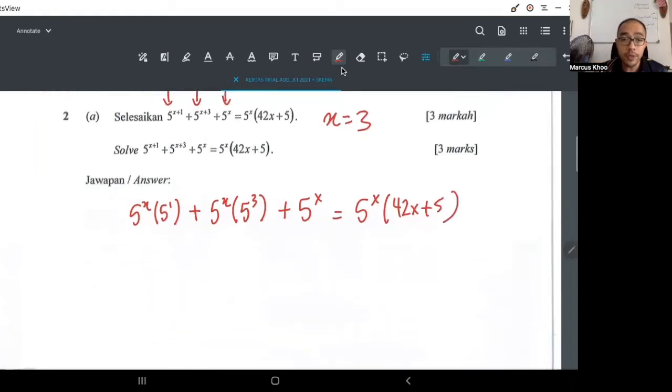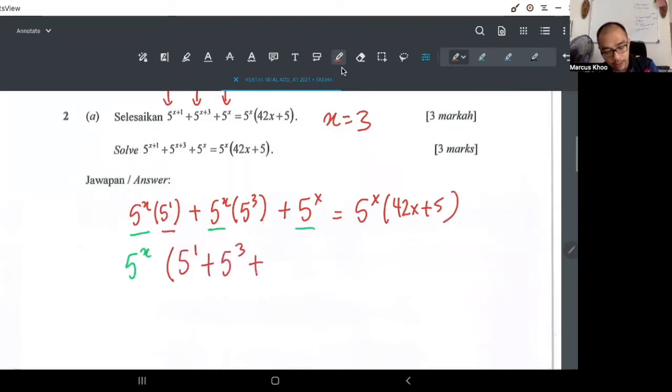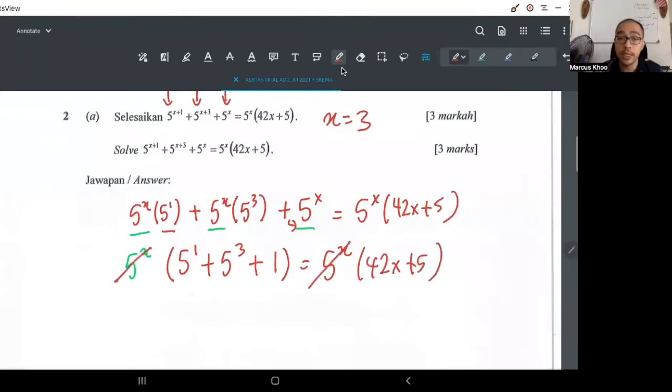Okay, you see here that each one of these has 5 to the power x. So I factorize it out. I get 5 to the power x, and then what am I left with? 5 to the power 1 plus 5 to the power 3 plus 1 equals 5 to the power x, 42x plus 5. And then this one you can simplify and solve to get x equals 3.